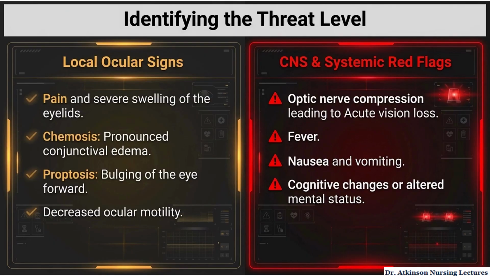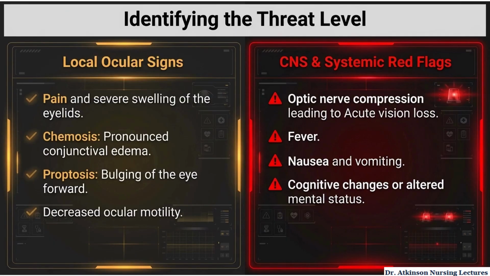CNS and systemic red flags. Optic nerve compression causing acute vision loss, fever, nausea and vomiting, cognitive changes, or altered mental status. These systemic signs tell you the infection is spreading beyond the orbit toward the intracranial space. When you see CNS red flags in a patient with orbital swelling, this is no longer just an ophthalmology problem. This is a multidisciplinary emergency.